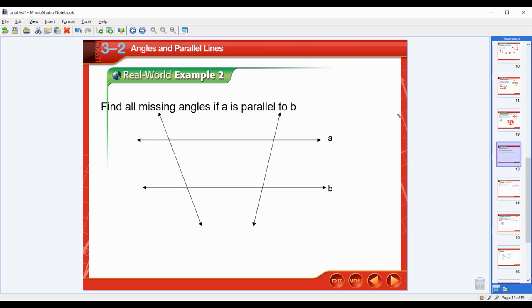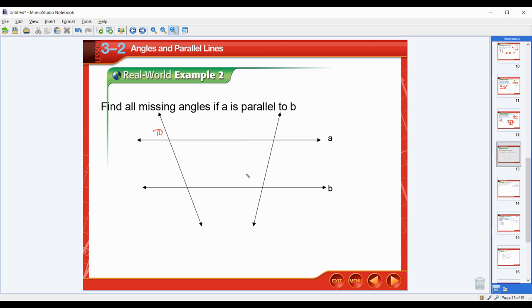All right, moving on. So it says find all the missing angles if A is parallel to B. So if A is parallel to B, let's just say, for example, that this is 70. So we're going to start off here with 70. Now I want you to pause this, go through and see what you can come up with. I'll be very interested to see if we're able to make this work. So go ahead, take a pause, and try to fill this out.